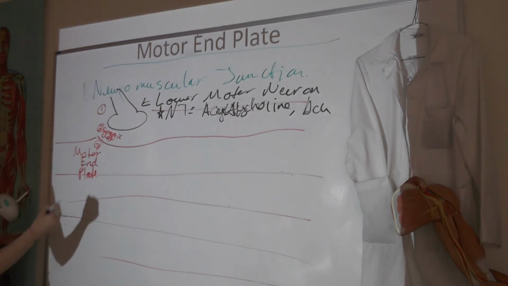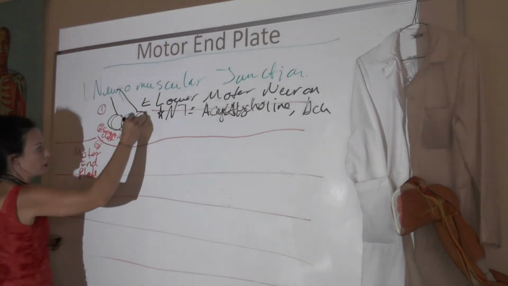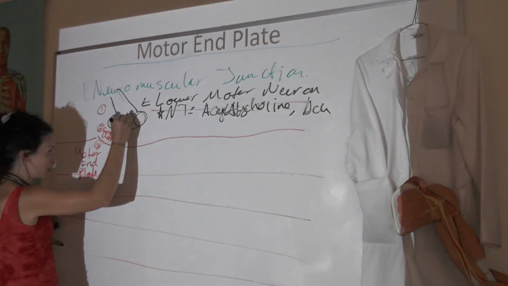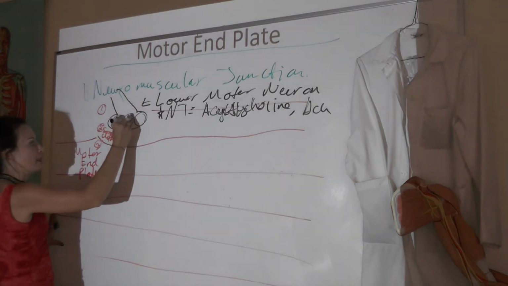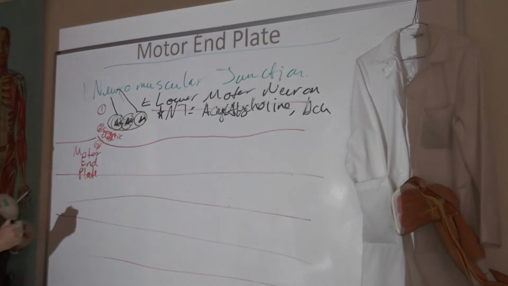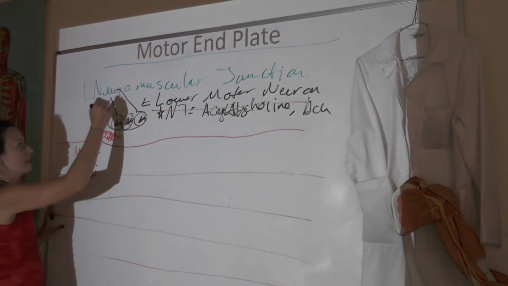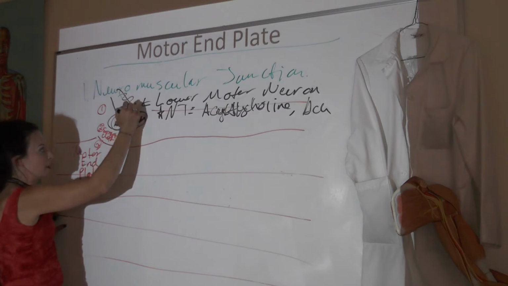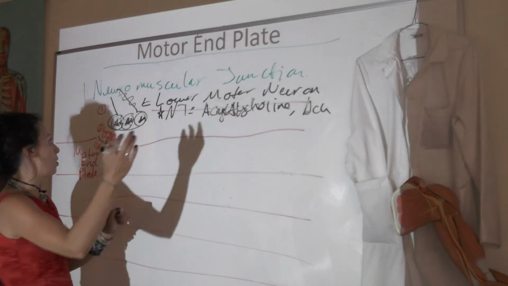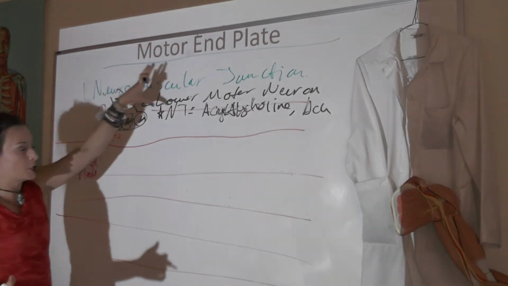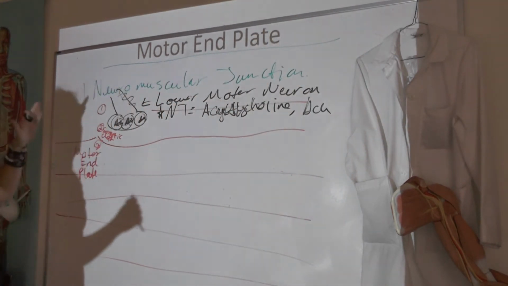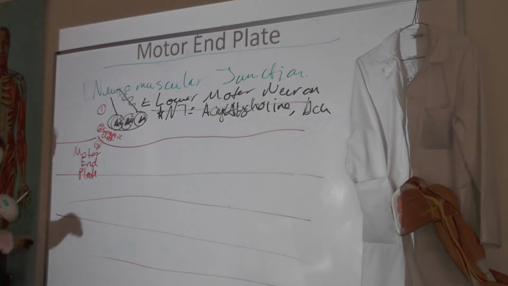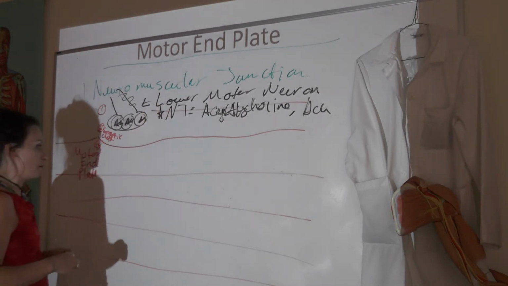Acetylcholine, ACh, okay? So here, stored in my synaptic knobs, I've got all of this acetylcholine. And it's waiting for what? An action potential to travel down my lower motor neuron. So we're going to look at 3 parts of muscle fiber contraction and all of the steps involved there.